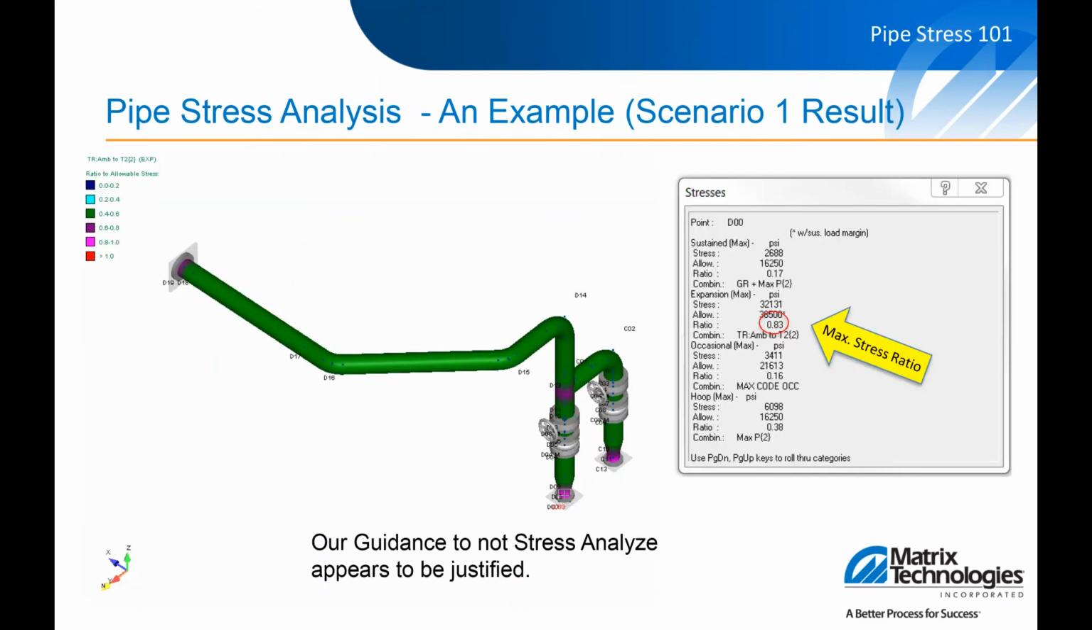And if we go through and analyze this, yeah, the stress is a little high. Your thermal stress is about 83% of code, but it's not overstressed. So at first glance, this initial guidance, well, it's not hot enough, it's not attached to anything weird, that initial guidance kind of proves out. Okay, it's not that big a deal. But let's dig a little deeper here, okay?